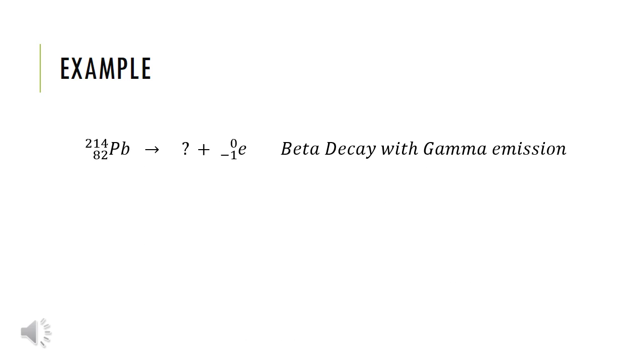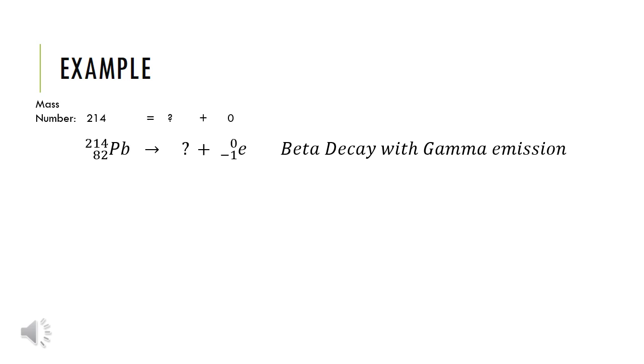Here's another example, but this one is beta decay. So here we have lead decaying into some other element plus a beta particle. And remember that a beta particle is an electron. We also have gamma emission, but the gamma rays is actually just energy. And so that energy does not change the nucleus of the atom.